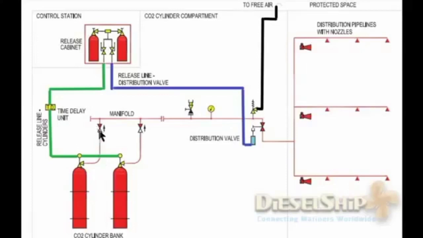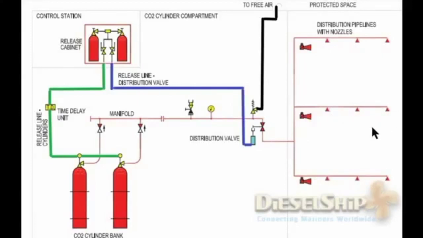Thus, the CO2 passes through the non-return valve. And remember that each cylinder outlet has a non-return valve. The CO2 released passes through the non-return valve, reaches the main manifold, and through the distribution valve it goes to the engine room, and gets distributed to various nozzles on various platforms.